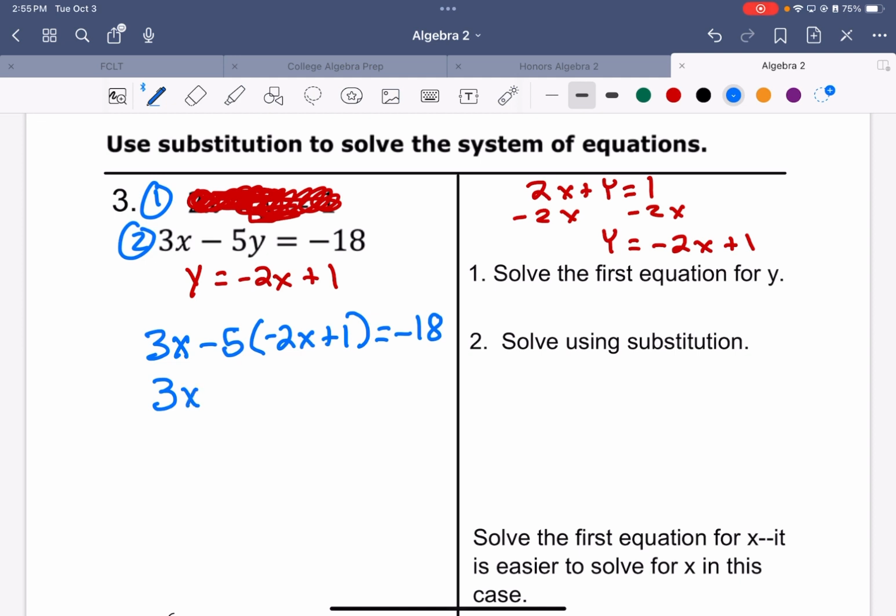So distribute first. Negative 5 times negative 2x is positive 10x. Negative 5 times 1 is negative 5. That's going to be negative 18. Combine like terms. 13x. Now, kind of what's going through my head as I'm doing this, I'm doing the math in my head to make sure I come up with a whole number. And it looks like I'm going to come up with a whole number. Does that always happen? No. Can you have fractions? Sure. But this looks pretty good.